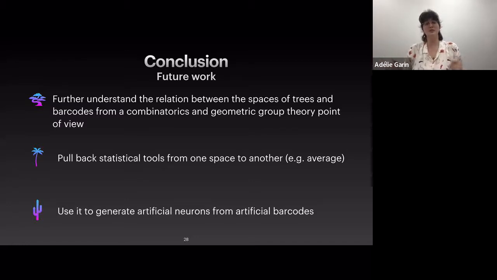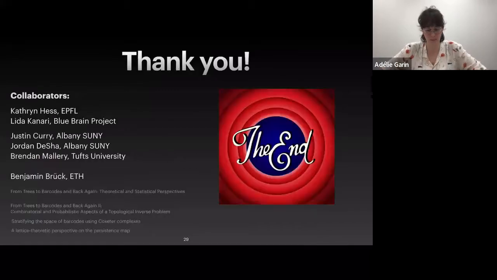And it would also be nice to be able to use this understanding to generate artificial neurons. So that's maybe more of an application from artificial barcodes, because something I didn't really have time to mention today is that you can start from the barcode of a neuron and generate artificial neurons that look a lot like the first one. But you have to start from a biological barcode to do that. But if we understand this relationship between the two spaces better, then we might be able to start from artificial barcodes and just do the same process.